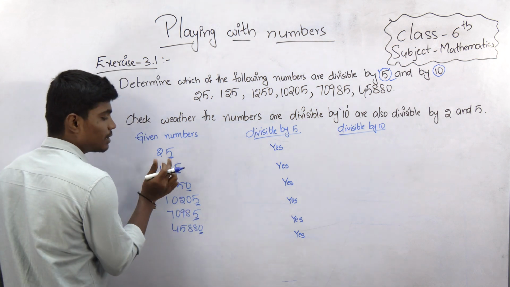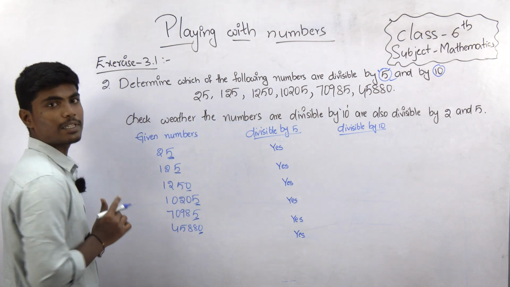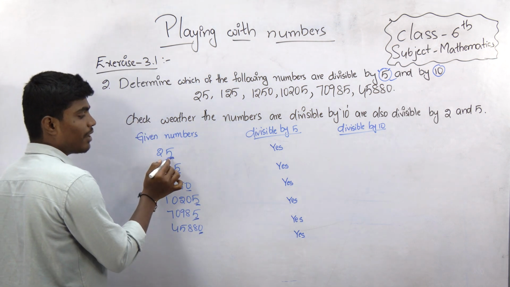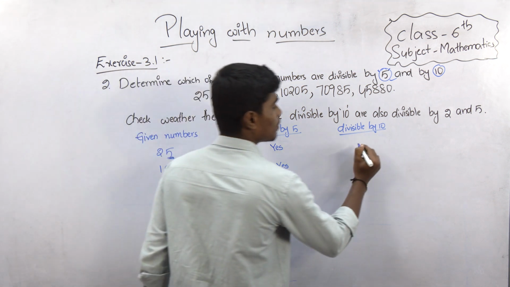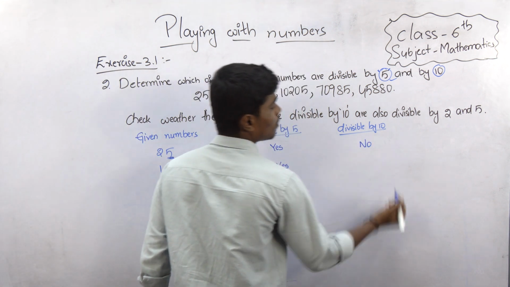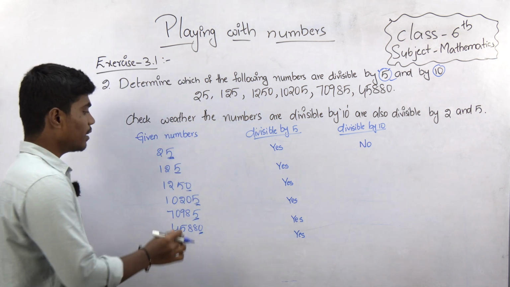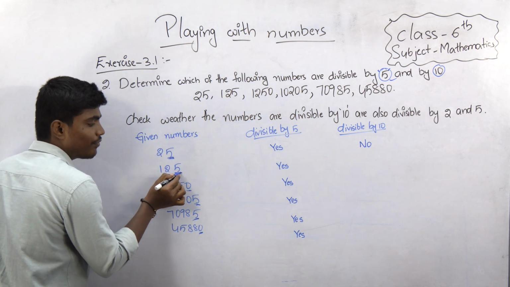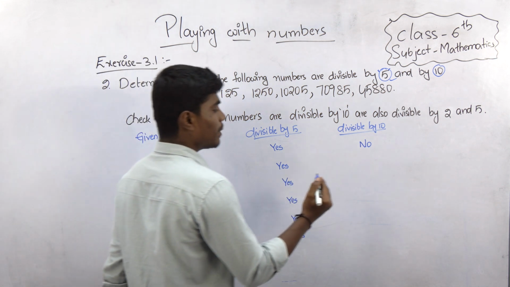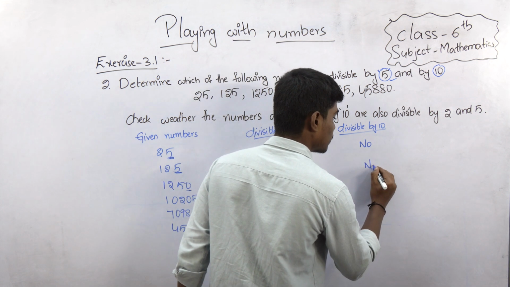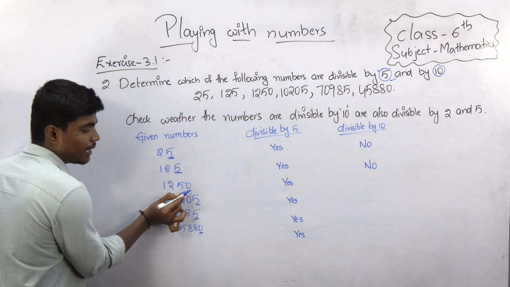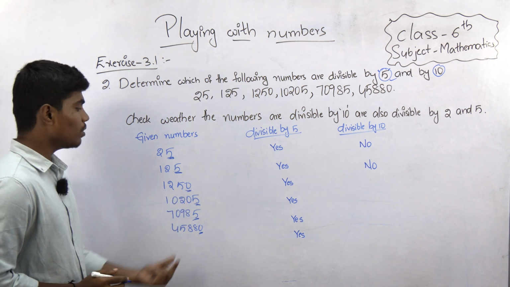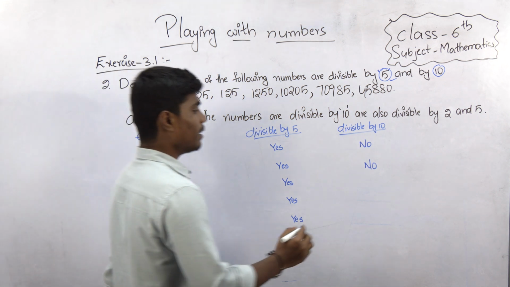See, in this first one we have 5 in ones place. There is no 0, we have 5. So this number is not divisible by 10. So, no. Okay, in second one also we have 5 in ones place. So second number is also not divisible by 10. In third one, here in ones place we have 0. So this number is divisible by 10.